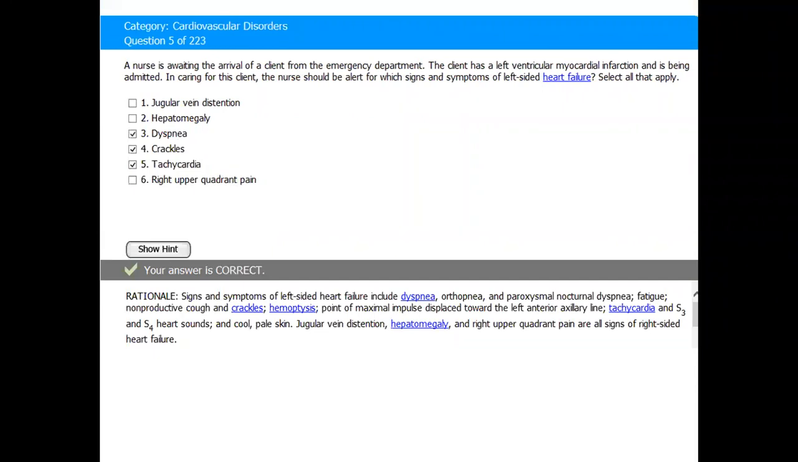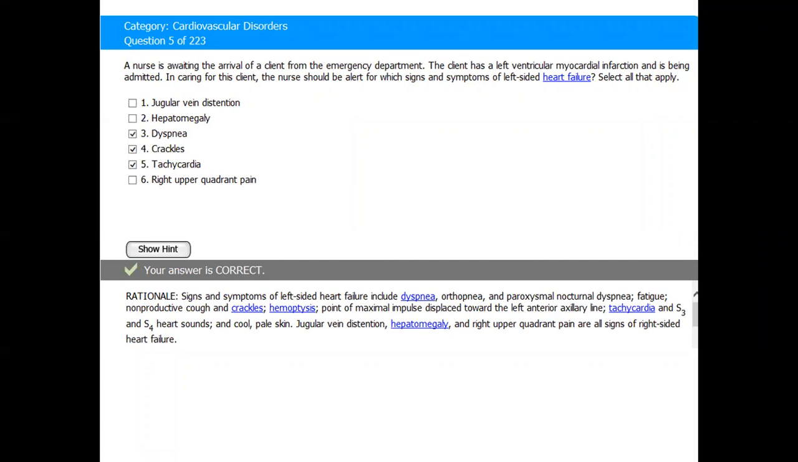So now what is the answer here? They said left side heart failure. Our question: the patient develops dyspnea, crackles, and tachycardia, signs of left side heart failure. The jugular vein distension, hepatomegaly, or right upper quadrant pain is right ventricular failure.